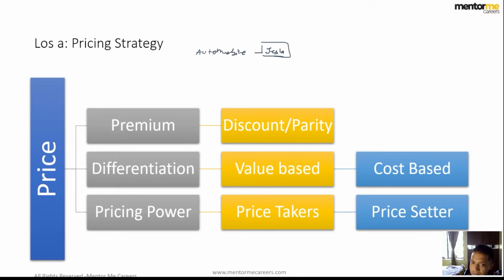So they want to play the premium game, right? So is, for example, BMW or even Mercedes for that matter, right? And maybe also the case for Volvo. So they are all premium players, but not all are premium players.